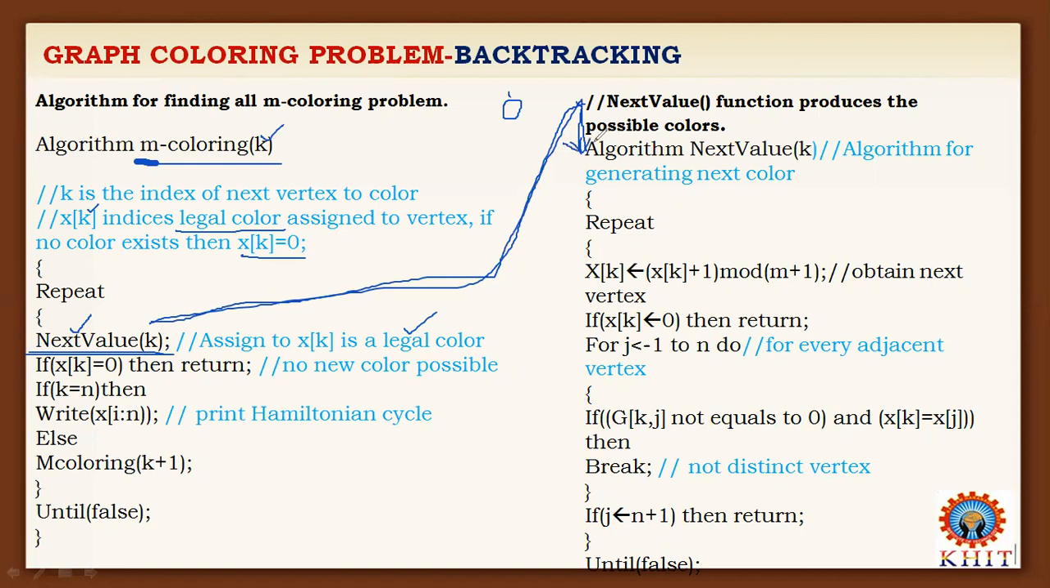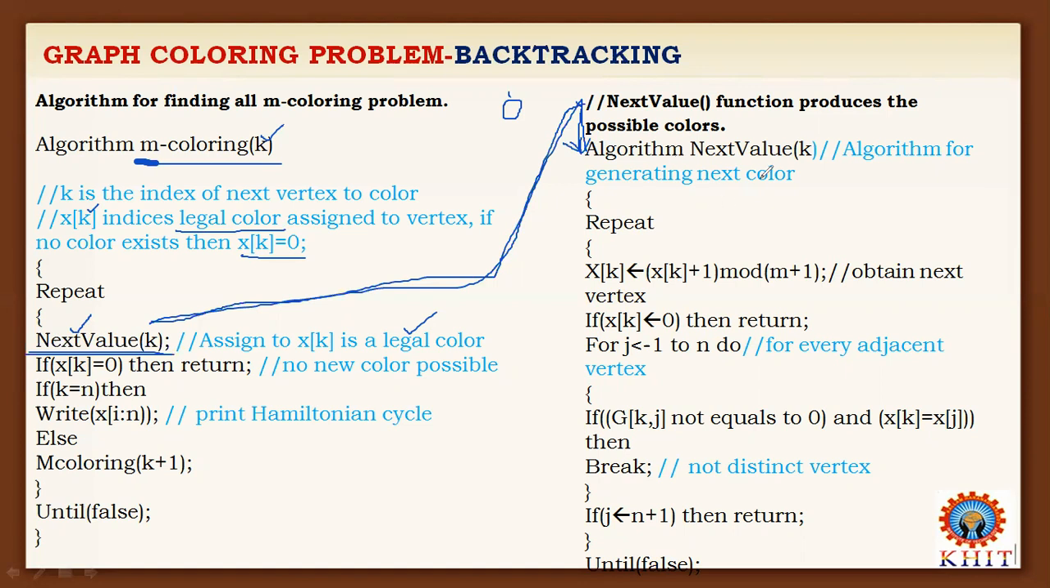Once this entire algorithm is executed, it keeps on working through the remaining statements. So now let us see how this function will be working. The next value function is to be working. This algorithm clearly says which type of color is really required to fill the next vertex.